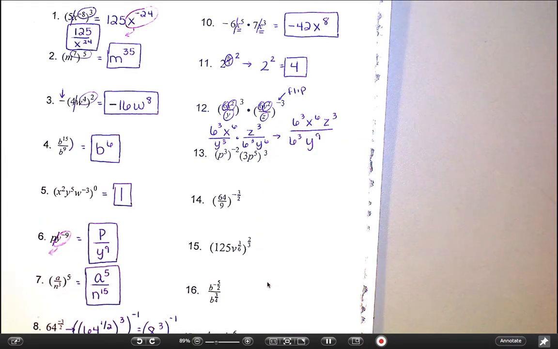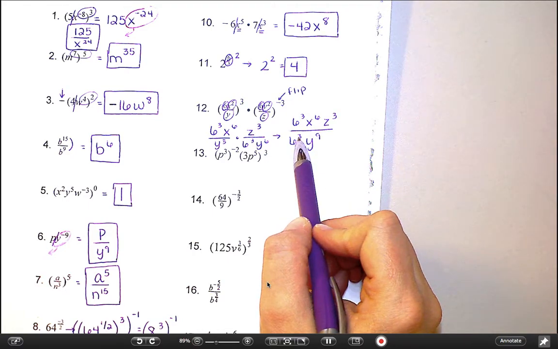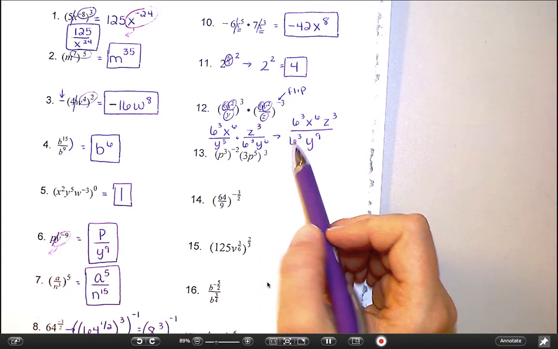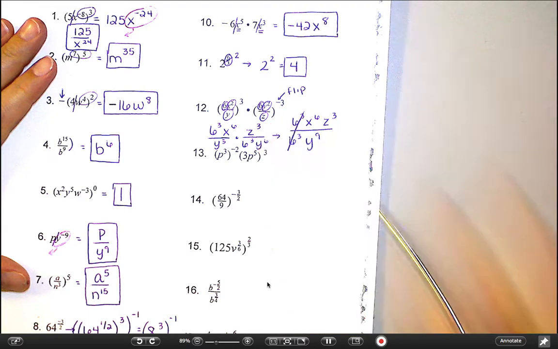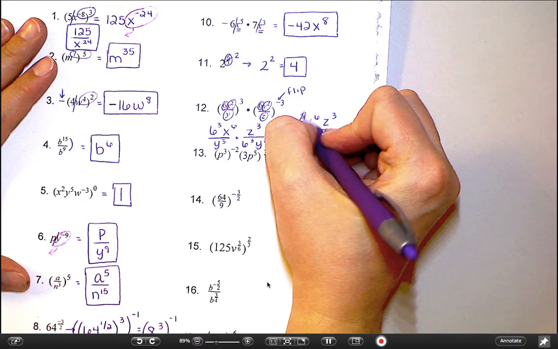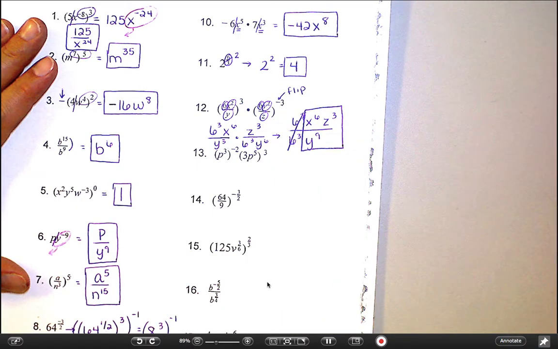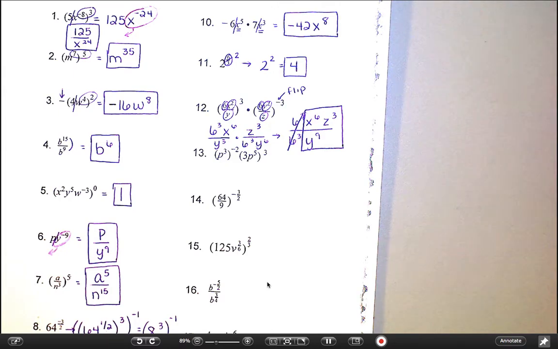And what I wanted you to see here is that without even knowing what 6 to the third is equal to, I ended up with the exact same thing on the top and the bottom. So this whole thing really cancels out. And so your final answer really just ends up being x to the sixth, z to the third over y to the ninth. Okay, so that does work sometimes.